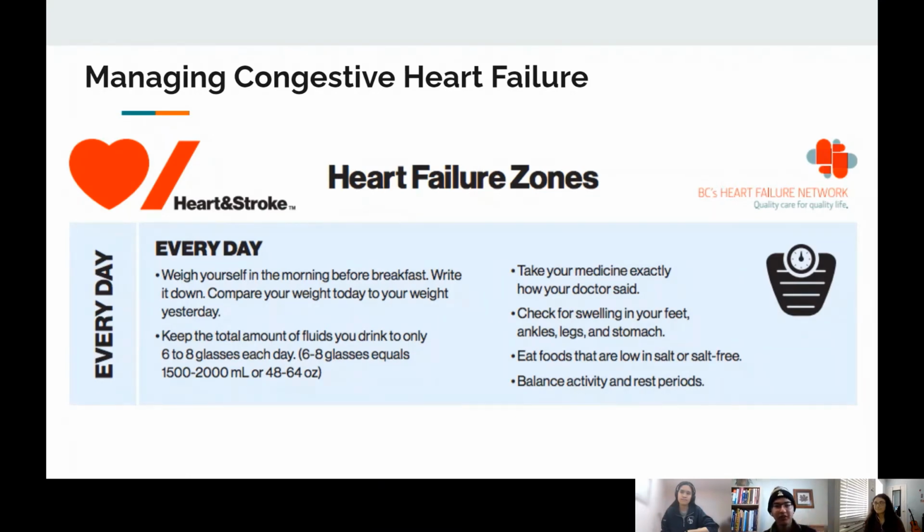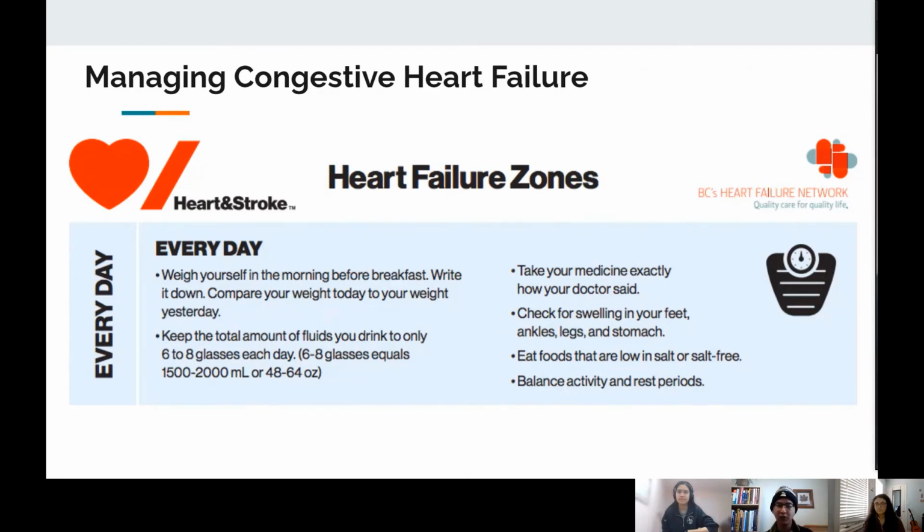Now we're just going to talk about how you can manage congestive heart failure and look for signs to try and catch and prevent incidences earlier. So what we're going to talk about is first what you should be doing every day, and maybe if you can make it into a routine, so that way you can continue to check for these symptoms.